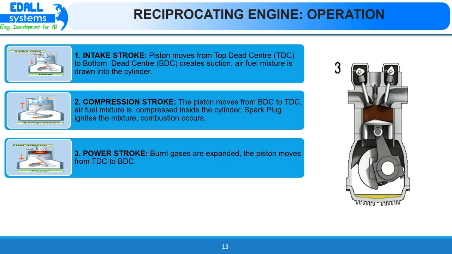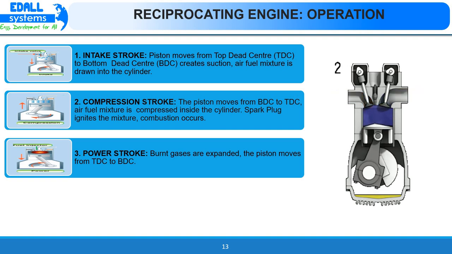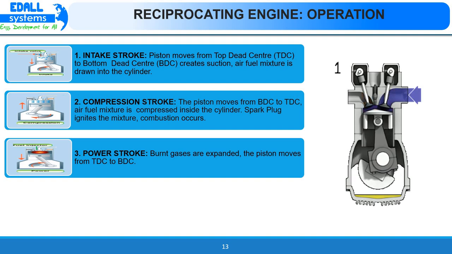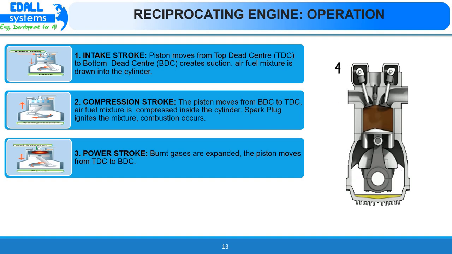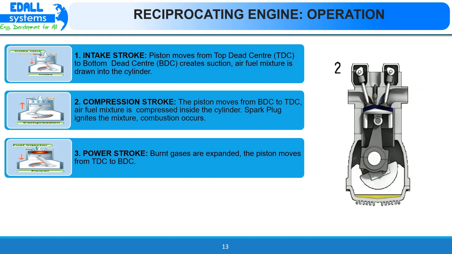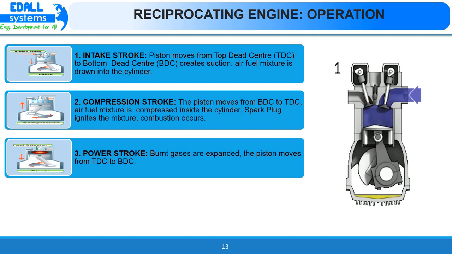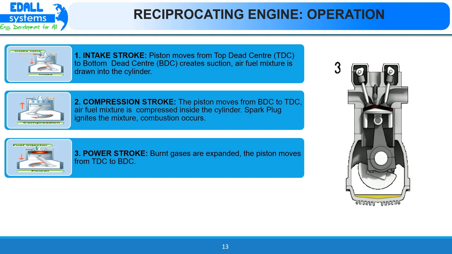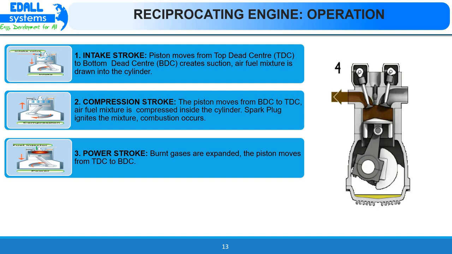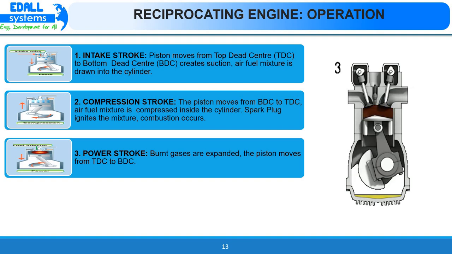Next is the power stroke. In this stroke, the inlet and exhaust valve remain closed. After ignition of fuel, tremendous amount of heat is generated, causing high pressure inside the cylinder, which pushes the piston downward. The movement of the piston at this instant is called power stroke. Piston moves from top dead center to bottom dead center in this process, and burned gases are expanded.